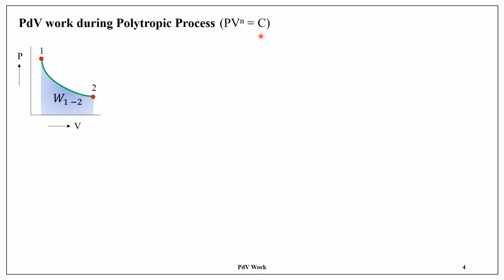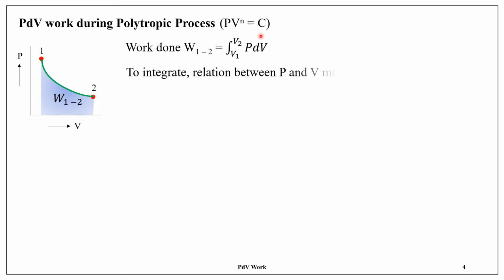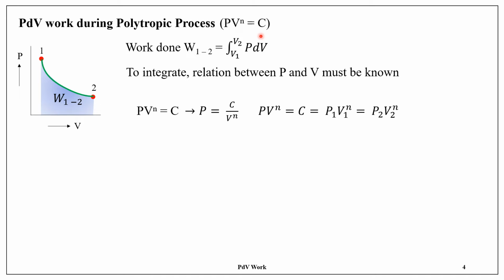And to find the formula for this work done, we need to consider integral PdV. In order to integrate this, we need to know the relation between P and V. That relation is given by PV power n equal to constant, which can be written as P is equal to C divided by V power n. Also, using this, we can write P1 V1 power n is equal to P2 V2 power n. From this, we can write C equal to P1 V1 power n.